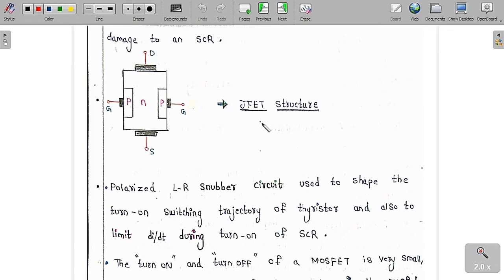This is the structure of an N-JFET, that is, an N-channel JFET, because it is an N-channel. You can see clearly these are two gates. We give the gate-to-source a negative voltage, that is, a reverse bias voltage, so the PN junction is reverse biased. By increasing the VGS, we can control the depletion width so that the current ID can be controlled. Here N is highly doped, so by controlling this, we control the depletion width, and therefore the current gets controlled. So this is a voltage control device.